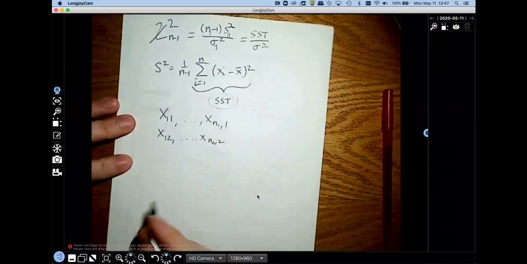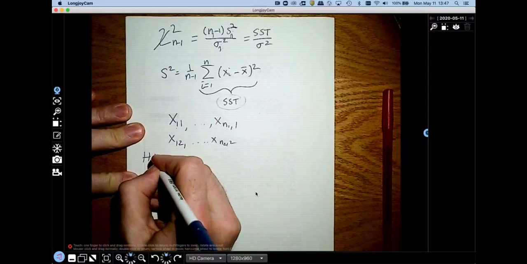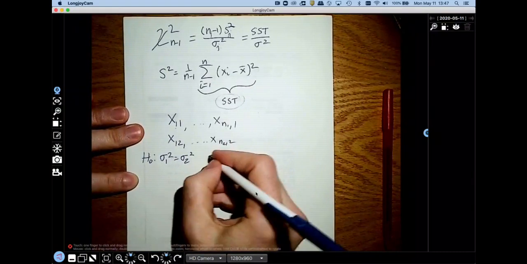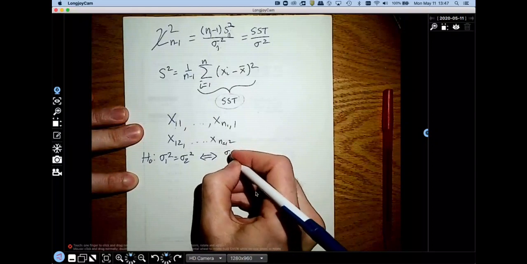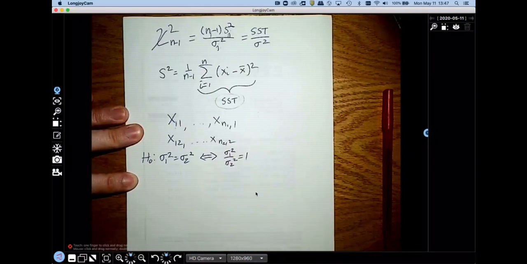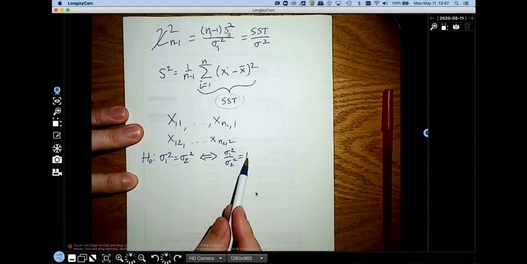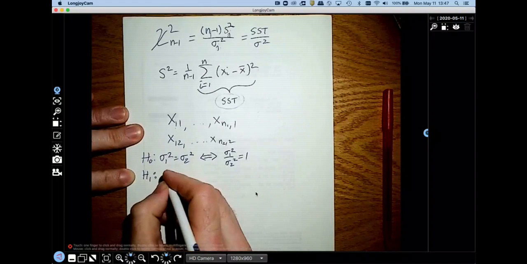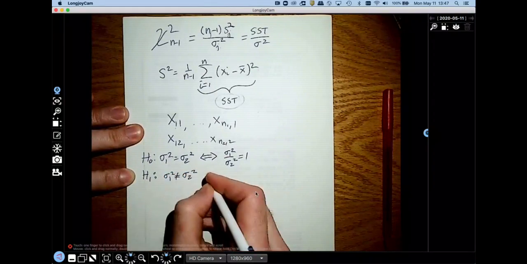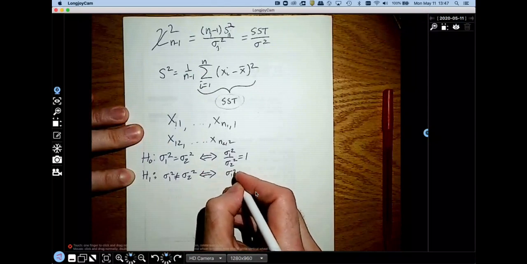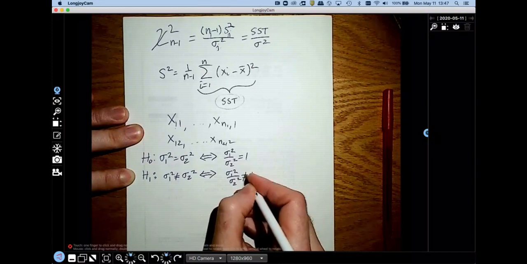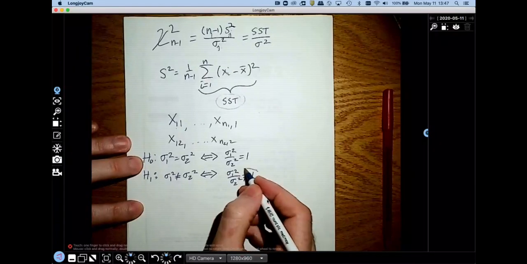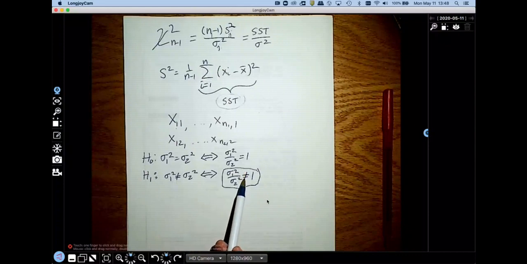I'm going to go back to my document camera. Let's say this: H naught, sigma 1 squared is equal to sigma 2 squared. Now, what I'd like for you to notice is that this is exactly the same thing as sigma 1 squared divided by sigma 2 squared equal to 1. So when the ratio equals 1, that's the same as the variances being equal to each other. My alternative hypothesis is that sigma 1 squared is not equal to sigma 2 squared, and that is completely equivalent to this ratio not equaling 1. And so when we look at what R is saying, the true ratio of the variances not equal to 1, translated into symbols, that's what R is talking about.